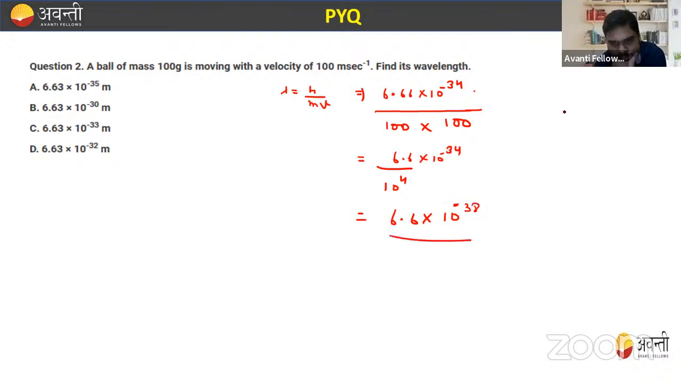Now, let me check the units. We know E is equal to h mu, so the unit of h is E upon mu. The unit of E is joule, and mu is frequency, second inverse, so the unit of h is joule second. The unit of mass here is gram, and velocity is meter per second.